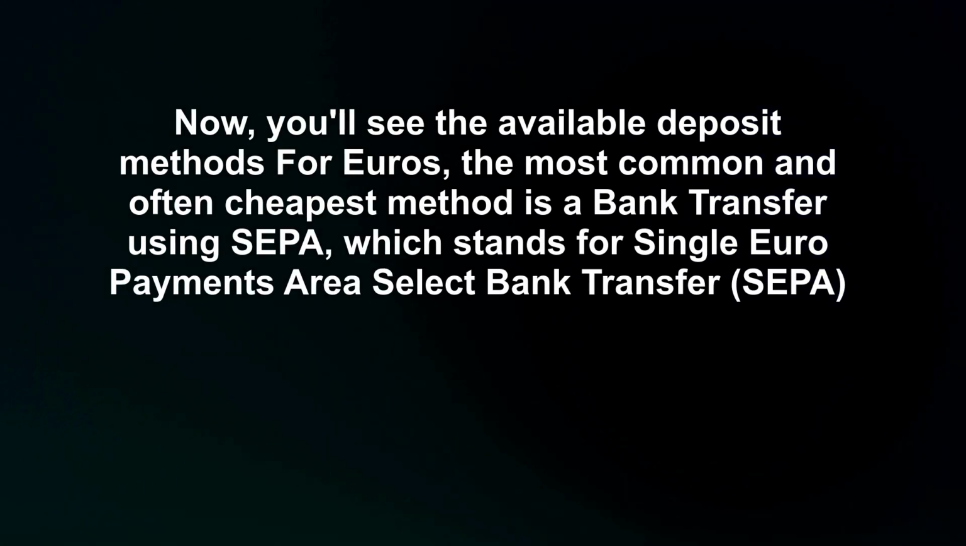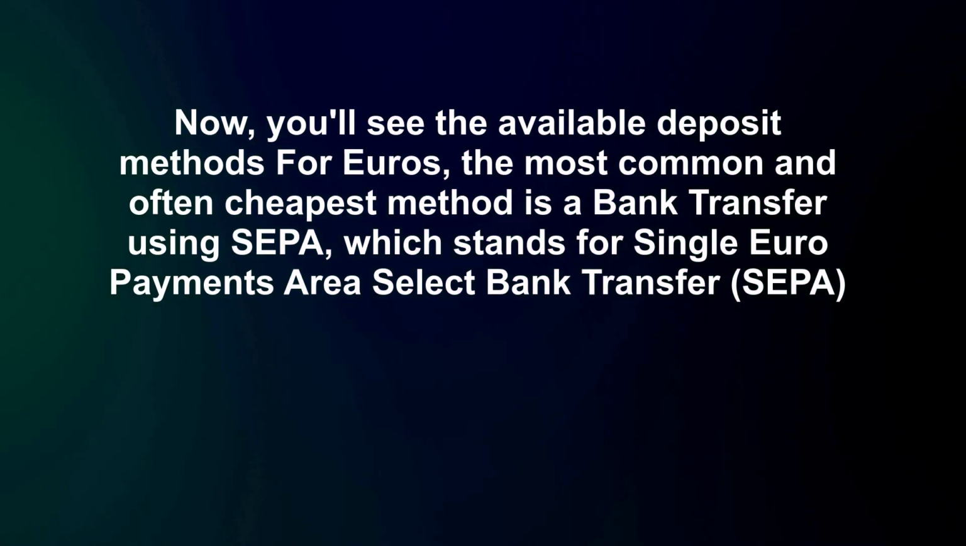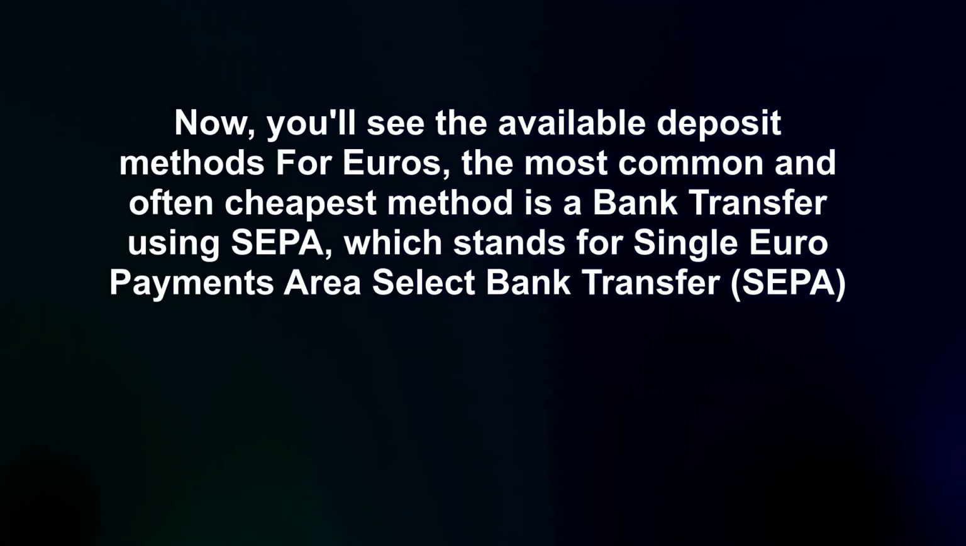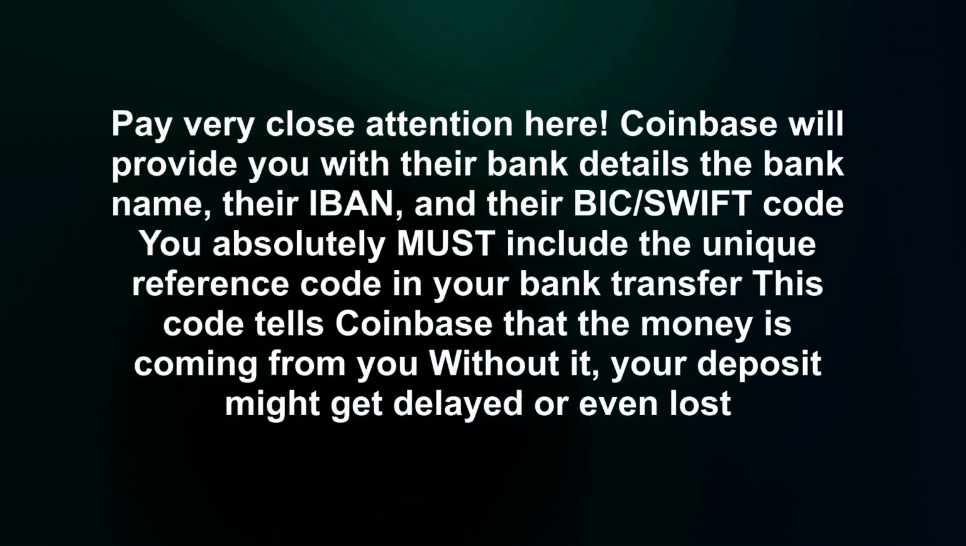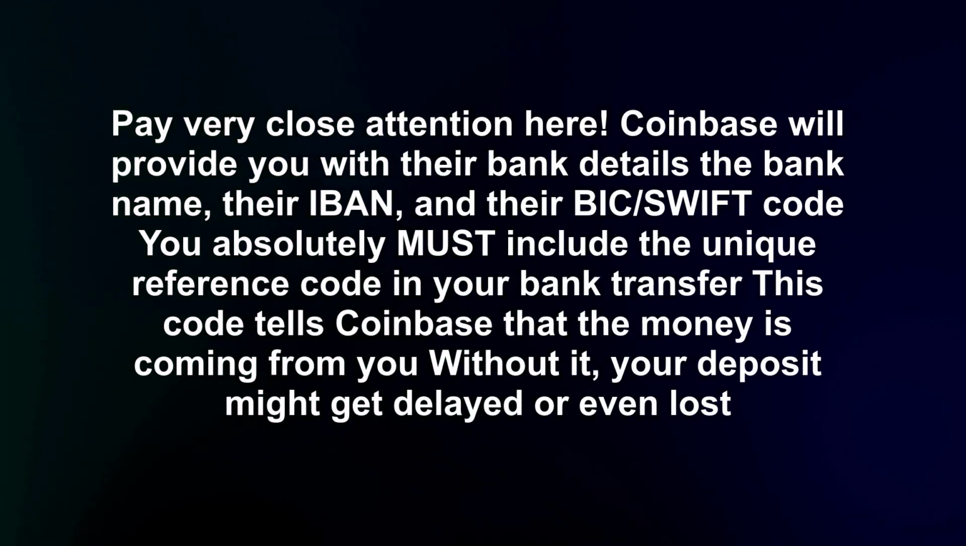Now, you'll see the available deposit methods for euros. The most common and often cheapest method is a bank transfer using SEPA, which stands for Single Euro Payments Area. Select Bank Transfer SEPA. Pay very close attention here. Coinbase will provide you with their bank details, the bank name, their IBAN, and their BIC SWIFT code.